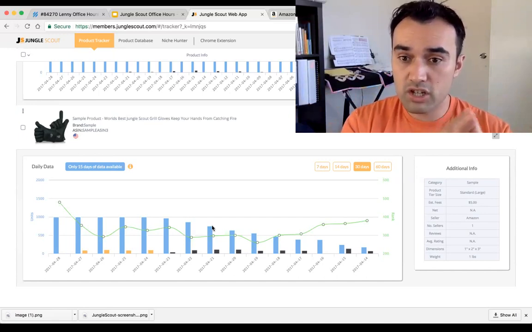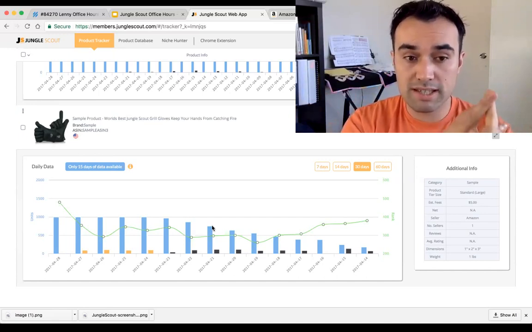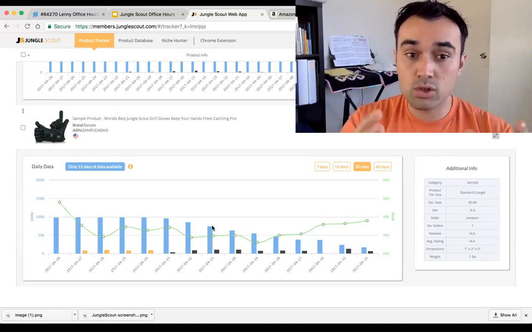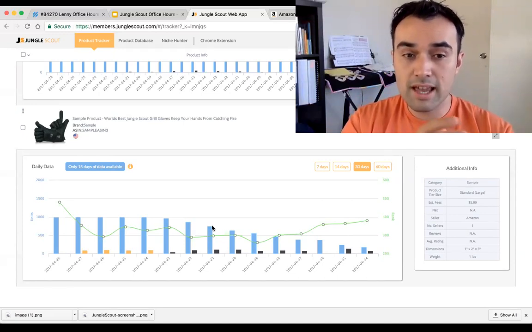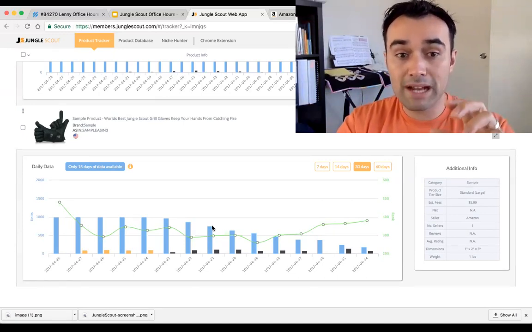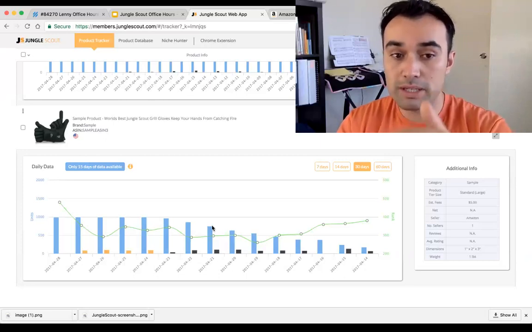That is one limitation of the tracker. But I believe that we've just implemented a fix to detect when that's the case. And I think we then might revert back to estimated sales on those particular days.